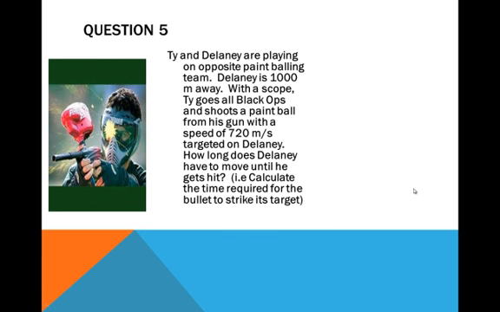Ty and Delaney are playing on opposite paintballing teams. Delaney is 1,000 meters away. With a scope, Ty goes all black ops and shoots a paintball from his gun with a speed of 720 meters per second, targeted on Delaney. How long does Delaney have to move until he gets hit? In other words, I want you to calculate the time it requires for the bullet to strike its target. So this again is a DRT question. I'm going to put DRT on the sides. Now it says here Delaney is 1,000 meters away.